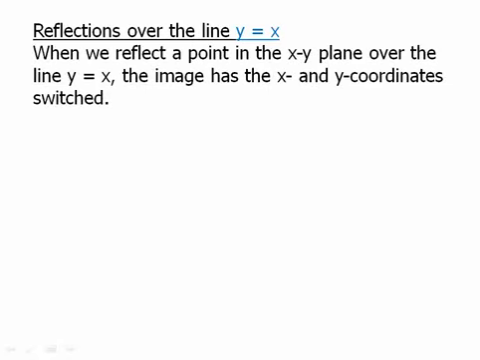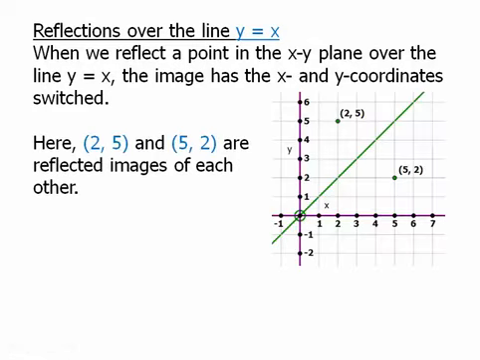When we reflect a point in the xy plane over the line y equals x, the image has the x and y coordinates switched. So here, 2, 5 and 5, 2 are reflected images of each other over the line y equals x. In other words, we swap the place of the x coordinate and the y coordinate. That's the effect of reflecting over this particular line.